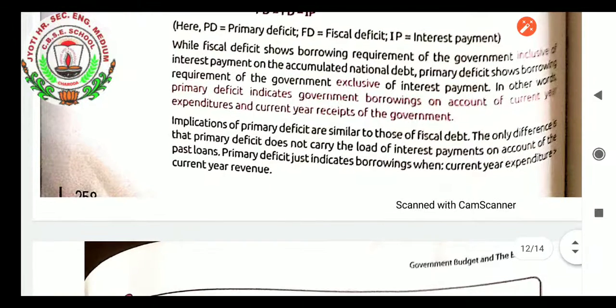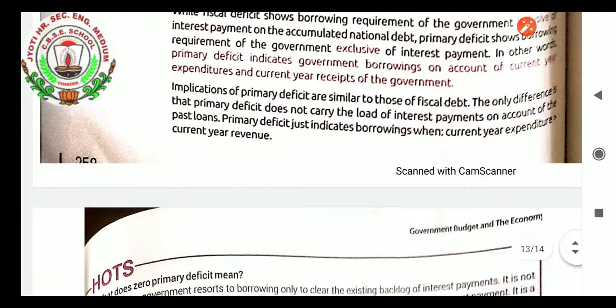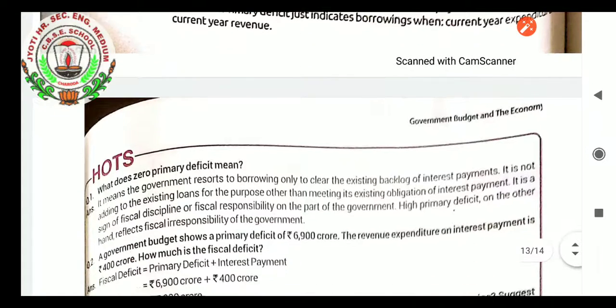In other words, primary deficit indicates government borrowings on account of current year expenditure and current year receipts of the government. Implications of primary deficit are similar to those of fiscal deficit. The only difference is that primary deficit does not carry the load of interest payment on account of past loans. Primary deficit just indicates borrowings, meaning the principal amount the government has taken, not the interest payment. Current year expenditure is greater than current year revenue.